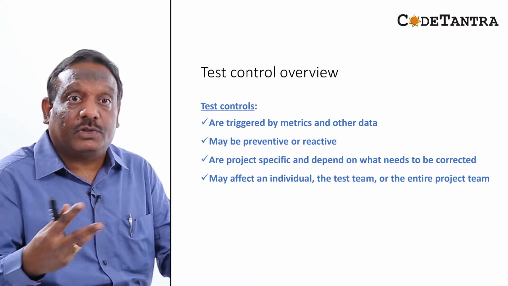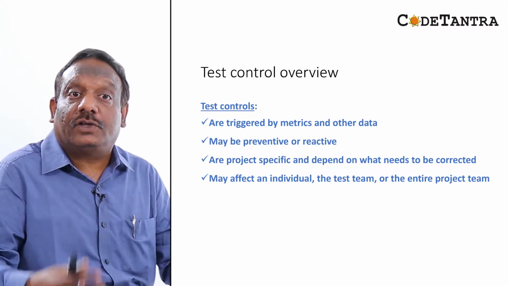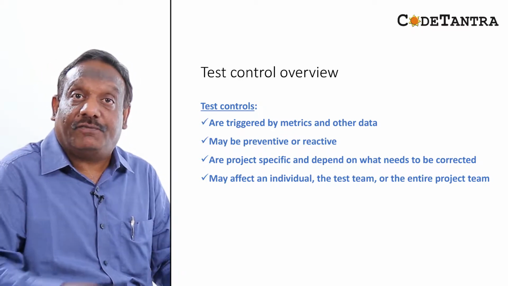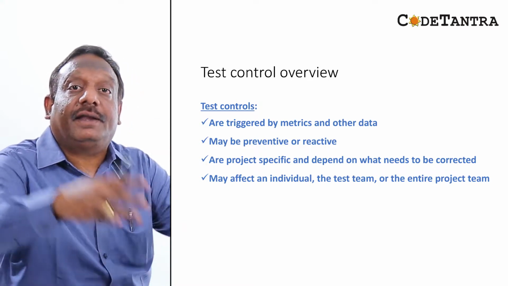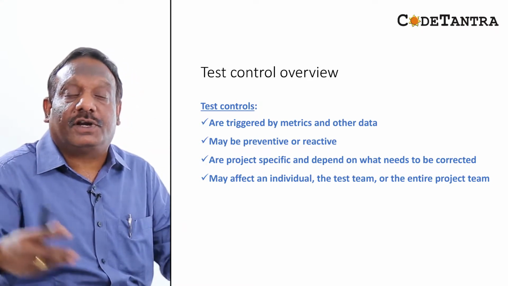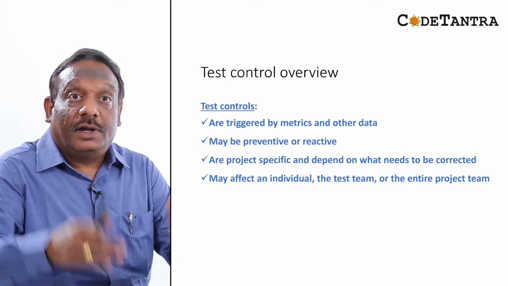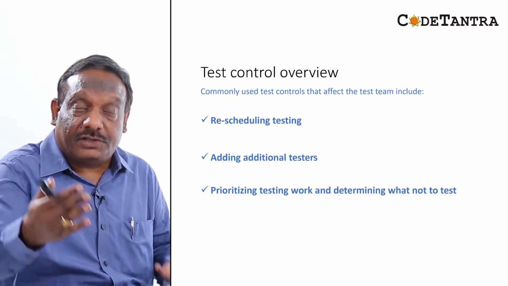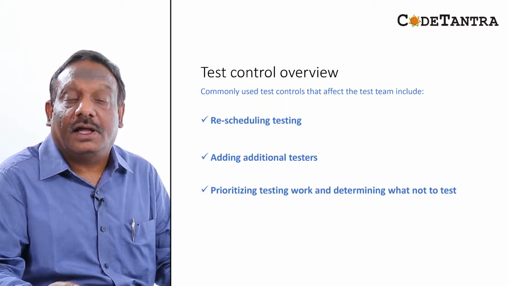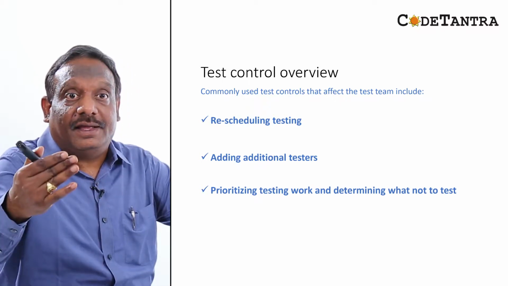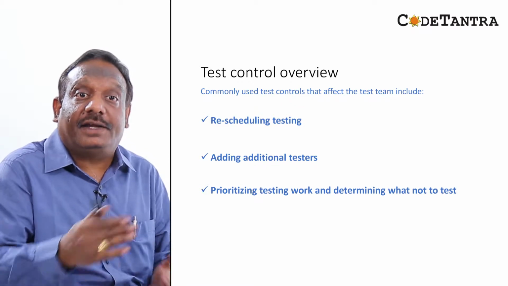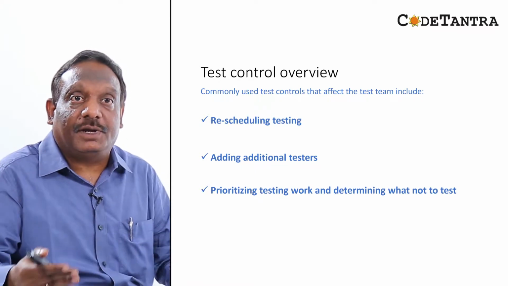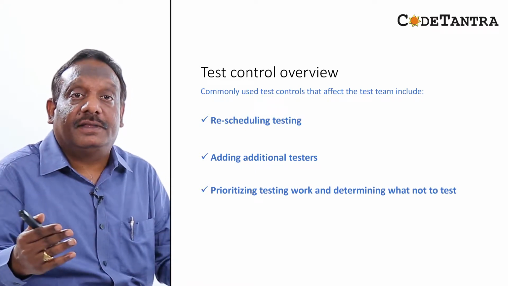So test managers apply both of these things. Then again, test controls are very project specific and they depend on what needs to be corrected. And they may affect an individual, the test team and the entire project team. The actions coming out of this control activity can be anything. So typical commonly used test controls that affect the test team include, sometimes based on the situation, you may reschedule testing, or you may add additional testers, or you can prioritize testing work and determine what not to test. These are all potential actions coming out of a test control activity based on the context and the situation.